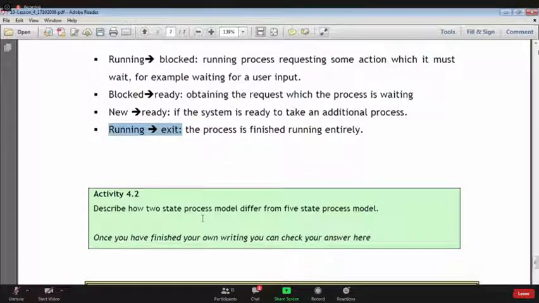Describe how the two-state process model differs from the five-state process model. You should be able to use your own words. What is the difference between the two-state process model and the five-state process model?